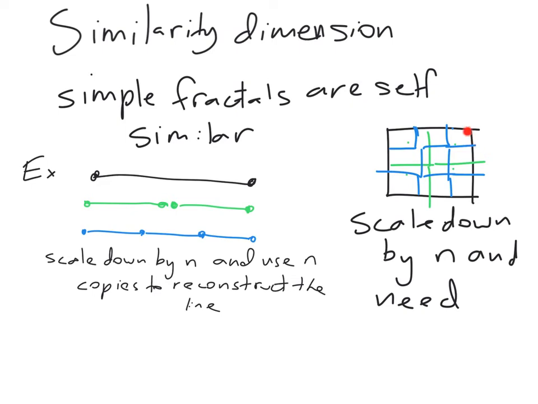So here I am scaling down by n and needing n squared copies. Okay, for a line, I scaled down by n and needed n copies. And for a plane, if I scaled down by n, I needed n squared copies. So perhaps you can see that the number of copies I'm needing is scaling with the dimension. If I used a cube and scaled down by n, I would actually need n cubed copies to reconstruct the original object. These exponents are a reflection of the dimension of the object.